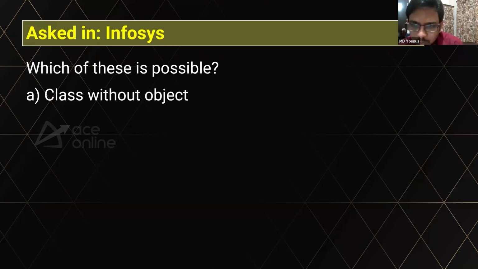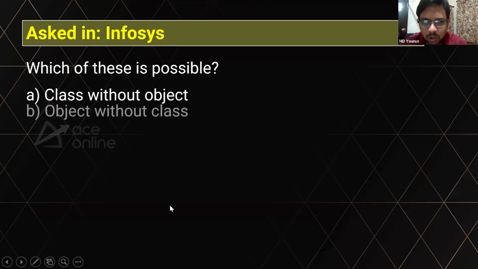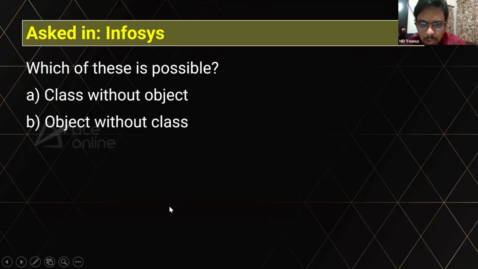Can we say it is one to many or many to one, as we can create many objects from one single class? Yes, it's one to many. So class without object, possible. Object without class, possible?